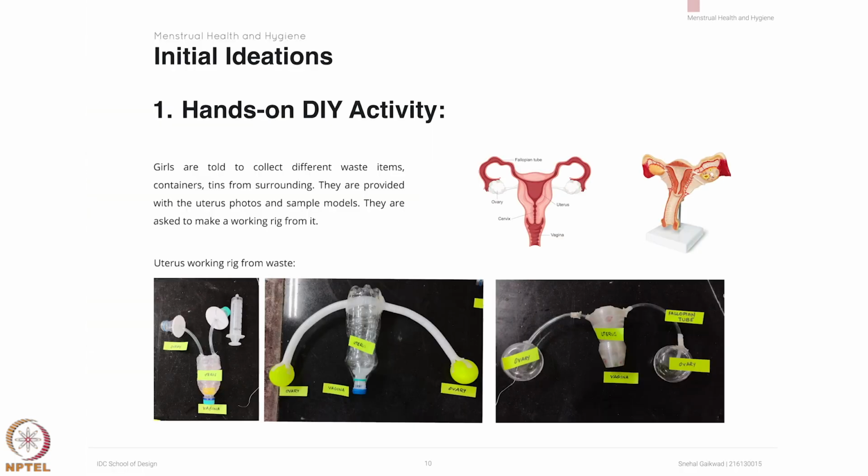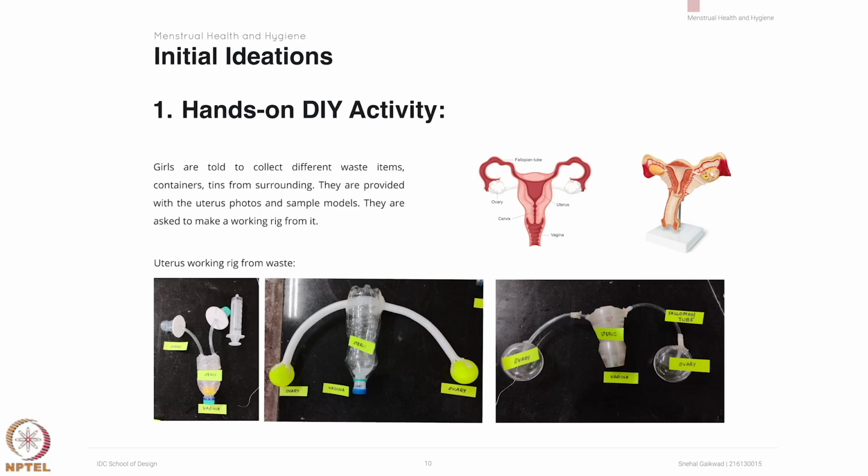The initial ideation I did was to design a hands-on DIY activity where we tell girls to look for all the waste products around them, and then we provide them with one uterus model, and they assemble and make a model that looks alike and functions like the model. So these are the 2-3 models that I made from waste materials. Sir gave me one bag full of waste things and said, try to make a replica of a uterus model.